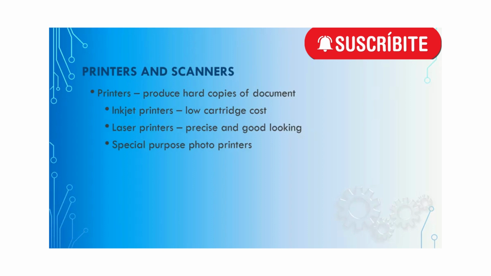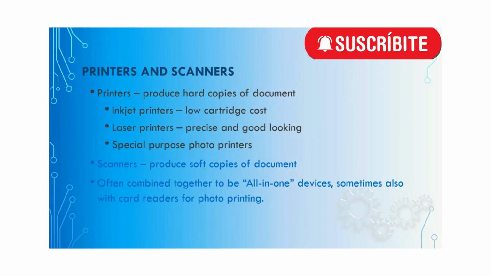So, printers and scanners. Printers are for producing hard copies of the documents. There are different types of printers that we can use. For example, inkjet with low cartridge costs. And we also have the laser printers, and they are precise and good looking. We also have special purpose photo printers for printing photographs. Scanners are used for producing soft copies of documents, and they are useful and environmentally friendly.